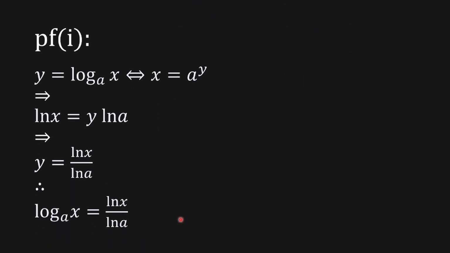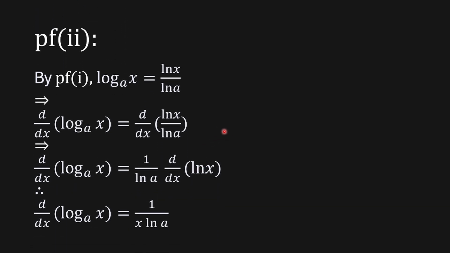Alright, proof of y equals log sub a of x if and only if x equals a to the power of y. This implies that ln x equals y times ln a. And this we get just by taking the natural logarithm of both sides. For this right here, you take ln, so you get ln x, take ln, so you get y times ln a. This implies that y equals ln x over ln a. Therefore, we can conclude that log sub a of x equals ln x over ln a.